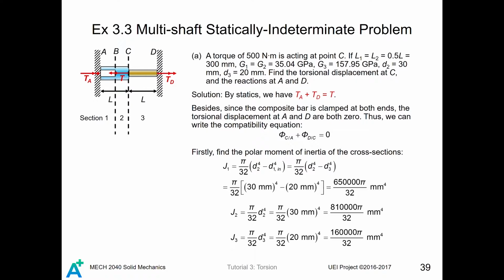Consequently, on the fixed ends A and D, there will be resisting torques, TA and TD, which try to rotate this rod back to its original torsional displacement. That is, when you try to twist this bar back, then for TA and TD, using your right hand, the thumb is pointing to the right-hand side. Apart from that, this is all we can know from statics.